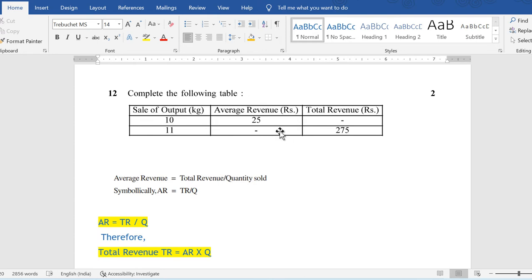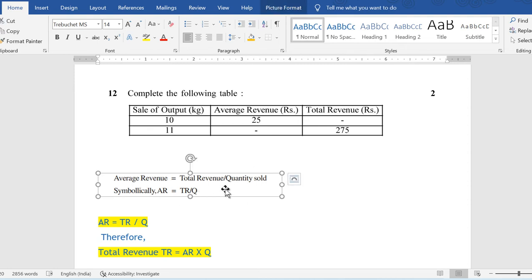This is a problem question and we are expected to complete this table that is given here. The first column is the sale of output. It's a commodity which is sold in kgs. We have an average revenue and we have a total revenue. We'll have to calculate the total revenue and the average revenue for these blanks.